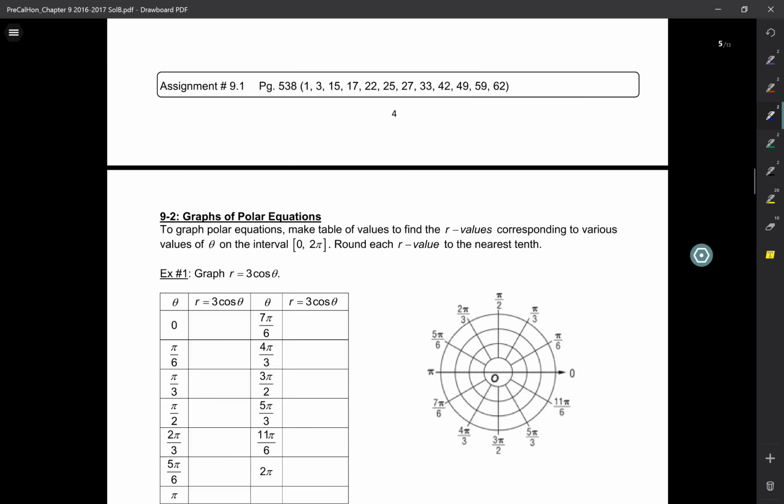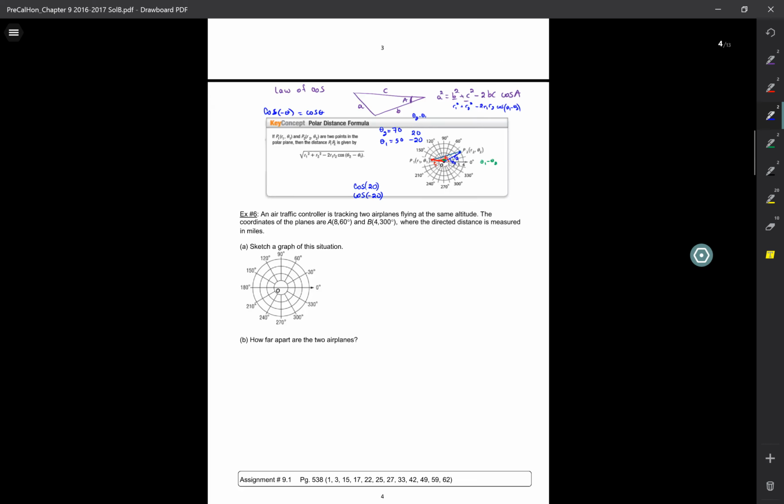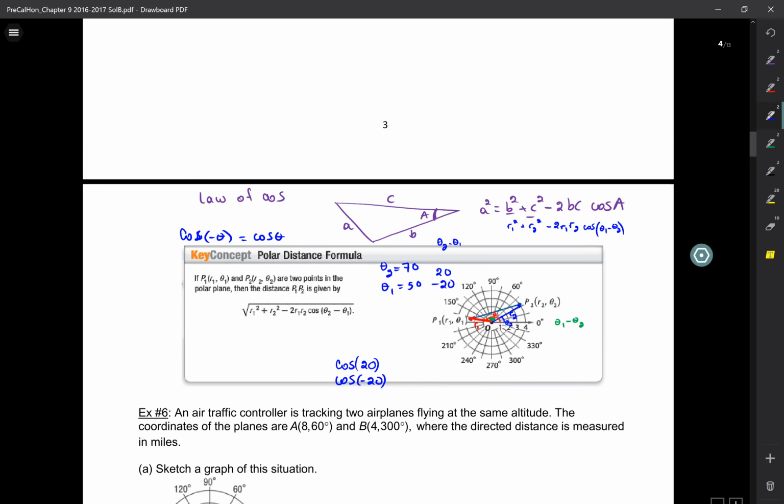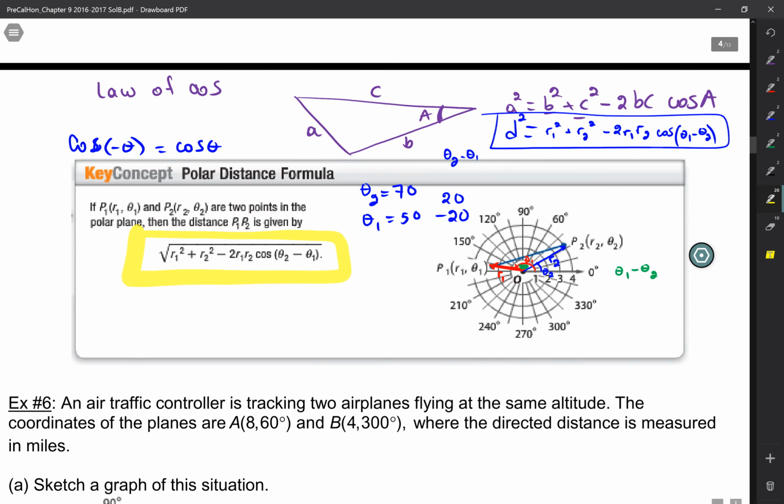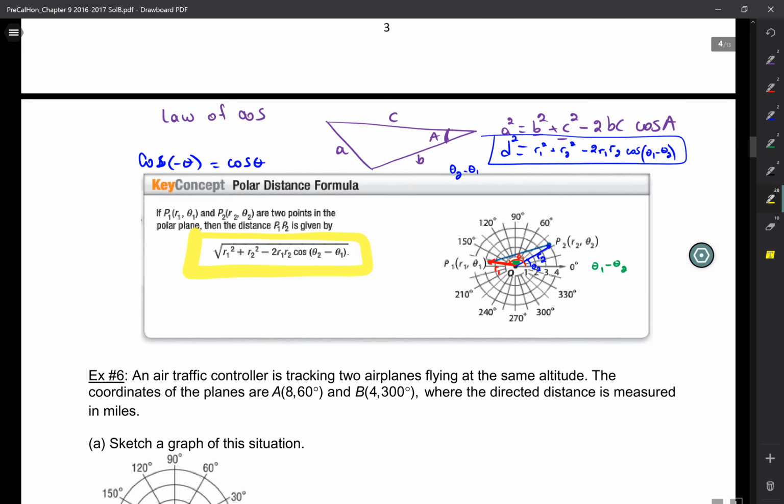So if all this was my distance squared, then the actual distance between them would be this. Do you have to memorize this? Yeah. Okay? Right. Just so we're on the same page.